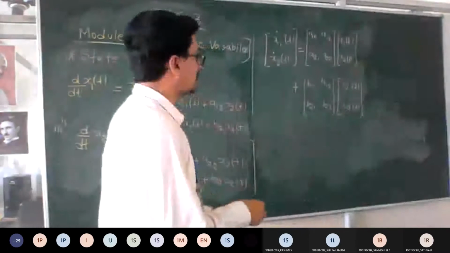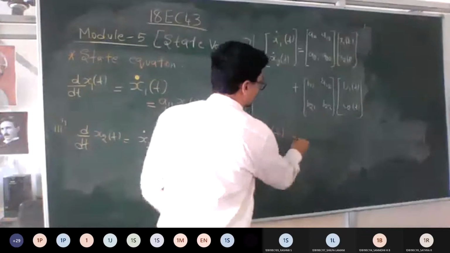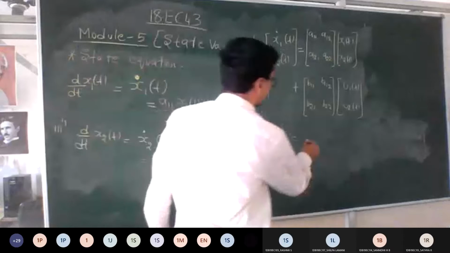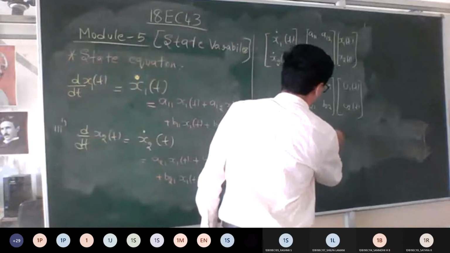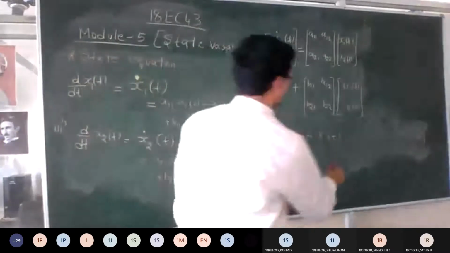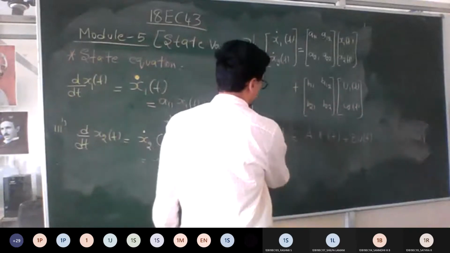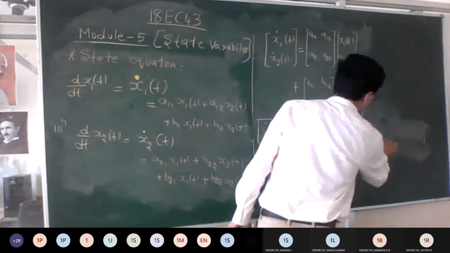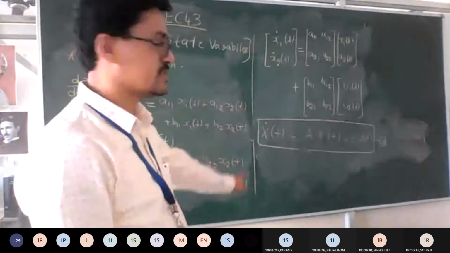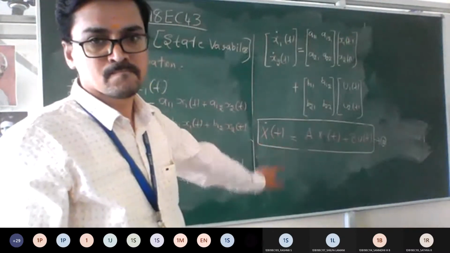Now you tell me what the ultimate answer is. I can write this as capital X dot of t, where capital X indicates the corresponding state. The coefficients are A, so we write capital A x of t plus B into u of t. This is your second equation, equation number 2, and this is called the state equation. Is it visible, what I wrote, everyone? Is it okay till here?